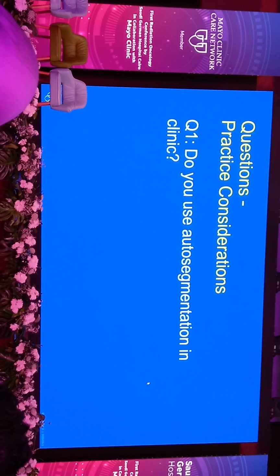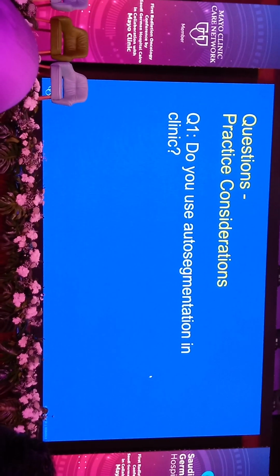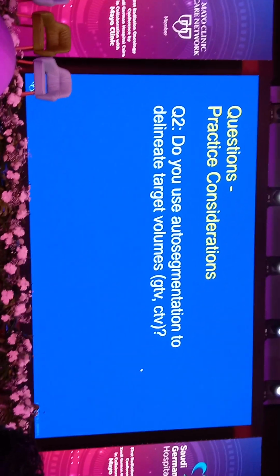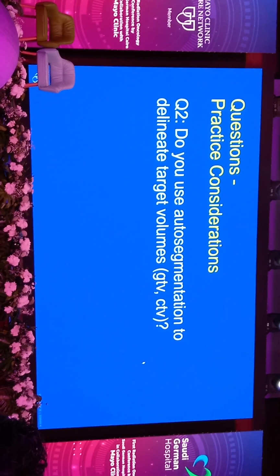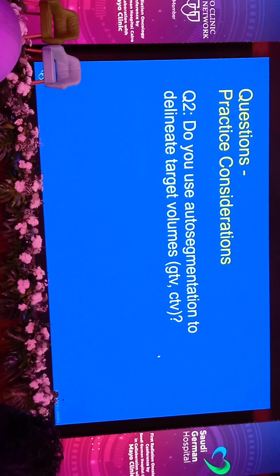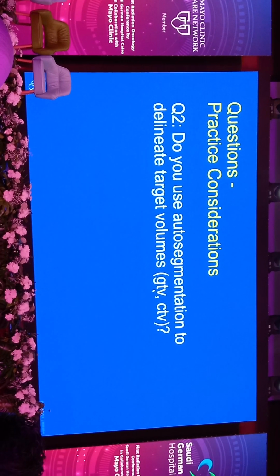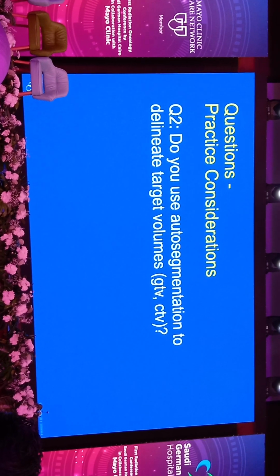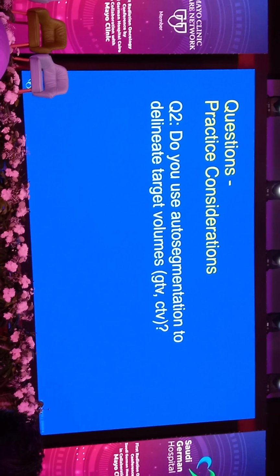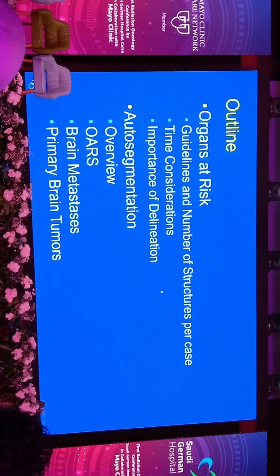So I'd like to start by asking a couple questions. Number one, do you use auto-segmentation in clinic? And number two, do you use auto-segmentation to delineate target volumes, like the GTV or CTVs, or just for organs at risk? And even if you don't use any auto-segmentation, do you think it's the job of a computer or a human, a radiation oncologist, or someone else to generate these target volumes? We'll think about that as we go through this talk.